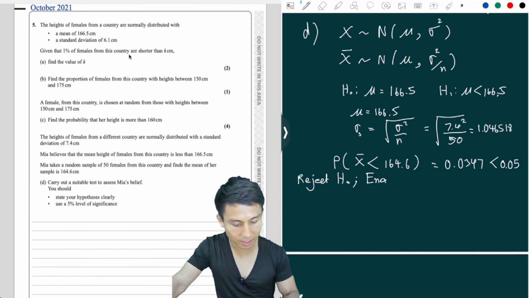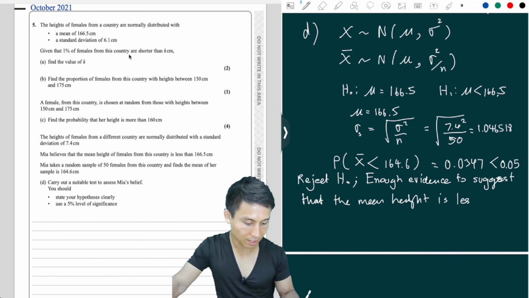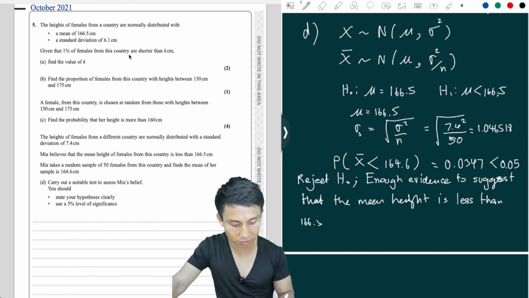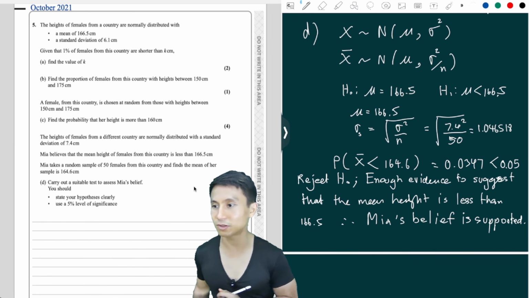And this is saying also enough evidence to suggest that the mean height is less than 166.5. Therefore, Mear's belief, right? Because at the end we want to assess Mear's belief here, right? That's the objective of the question. And we just say briefly that it is supported. Okay, so that would be it for this whole question.